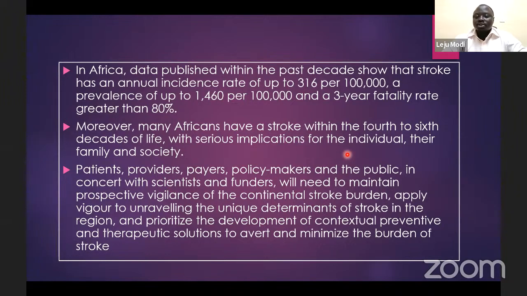Of course, serious implications for the individual, family, and society, as I already earlier mentioned. Patients, providers, payers, and then policymakers and the public should be in a concerted effort with the scientists and funders to maintain prospective vigilance of the continental stroke burden. This is more of a public health recommendation here, that we should be very vigilant of the burden of stroke and therefore try to influence the determinants of stroke as early as possible by modifying the risks.